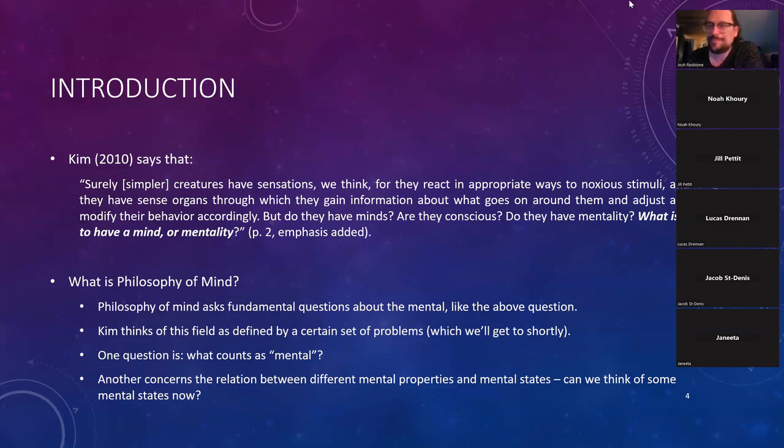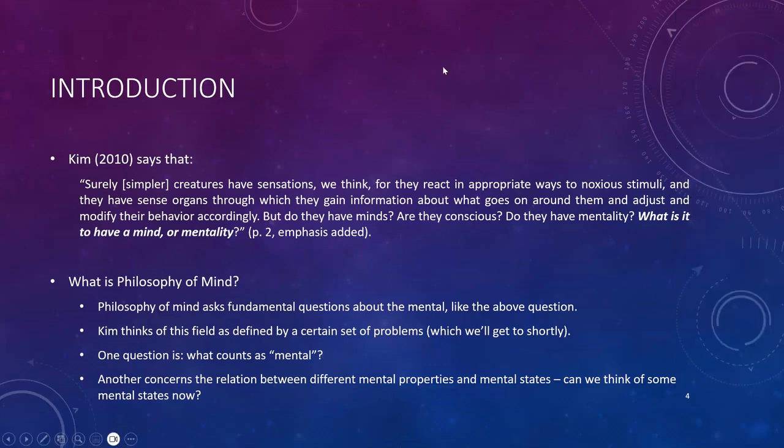So Kim says, surely simpler creatures have sensations, we think, for they react in appropriate ways to noxious stimuli, and they have sense organs through which they gain information about what goes on around them and adjust and modify their behavior accordingly. But do they have minds? Are they conscious? Do they have mentality? What is it to have a mind or mentality? And I have added that emphasis there. That is one of the questions that will occupy us throughout this course.